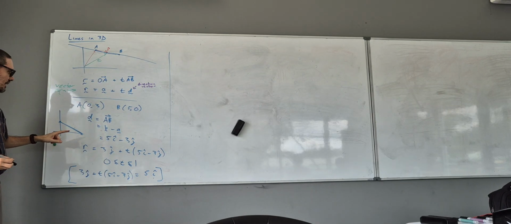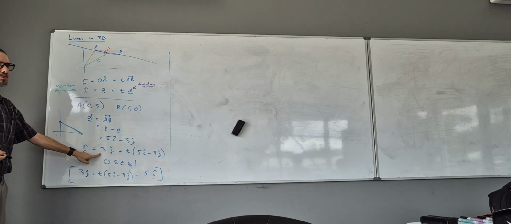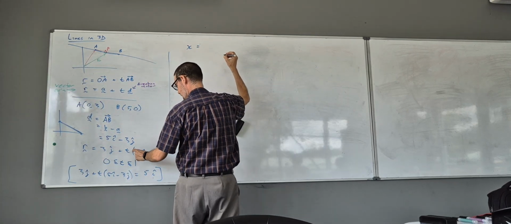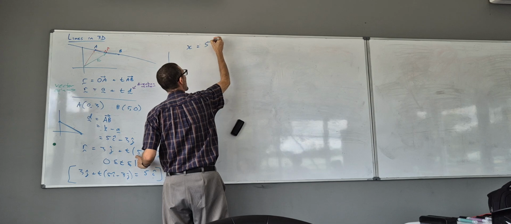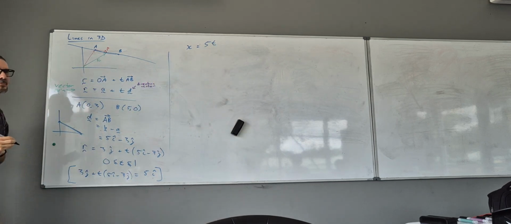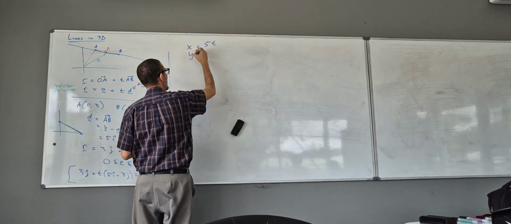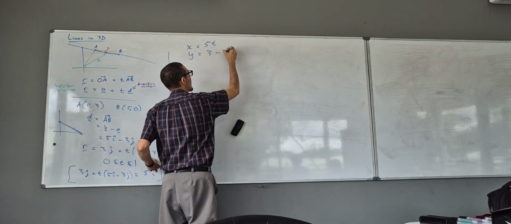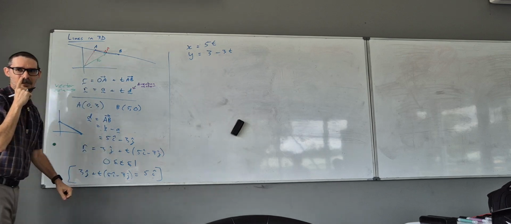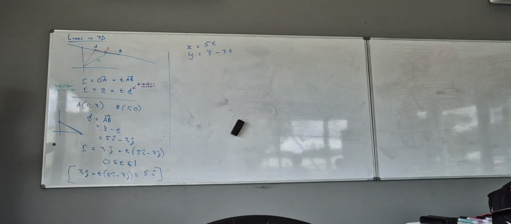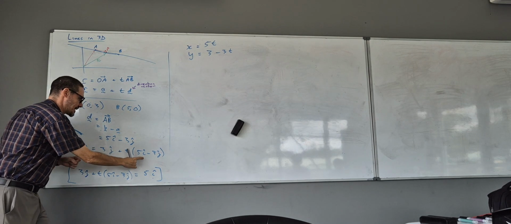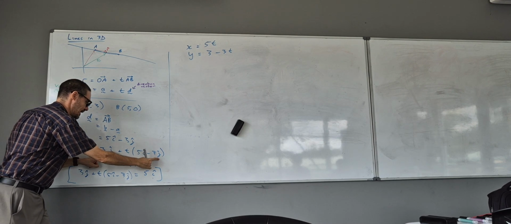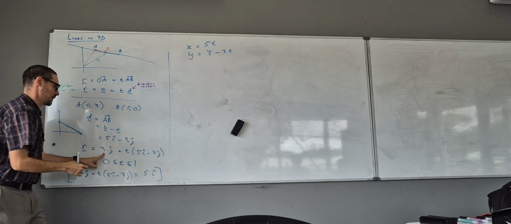I'm just going to write this with an x coordinate and a y coordinate. So x is 5t and y is 3 minus 3t. See how I got those? The multiple of i hat here is my x coordinate, and the multiple of j hat here is my y coordinate.